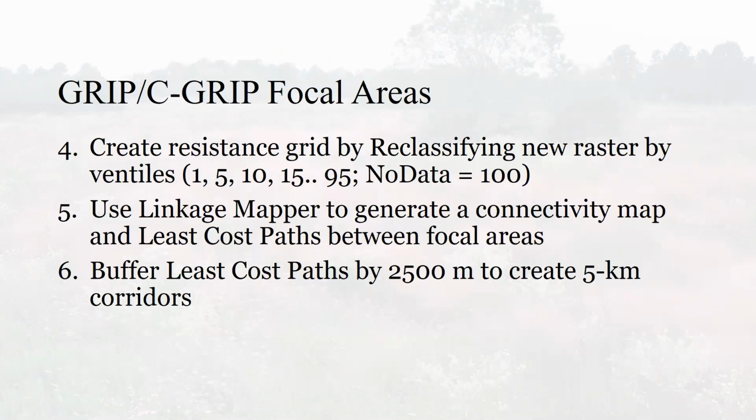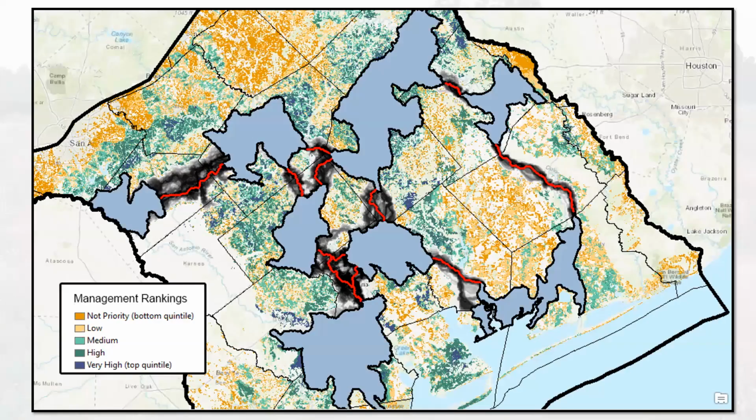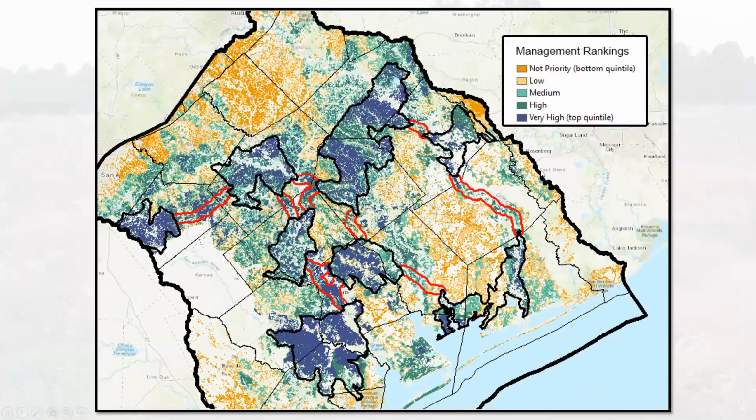So here's what the output from Linkage Mapper looks like. You can see the least cost paths in red and the broader zones of connectivity in a black to white gradient, with black areas indicating higher connectivity. And then when you buffer the least cost paths by 2,500 meters, you get these corridors.